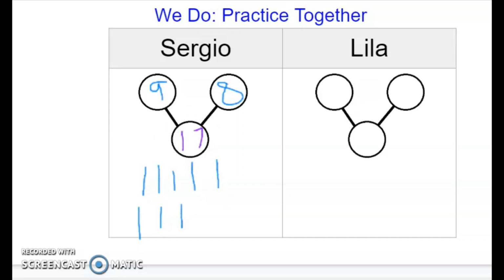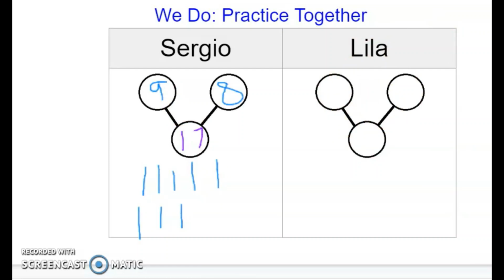Now, was there another way to solve 9 plus 8 that Sergio could have used? Talk to a friend or a family member. Great job, my friends. He could have used the make 10 strategy. That's actually exactly what Lila chose to do.